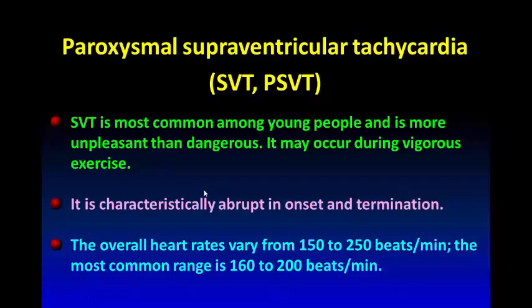Paroxysmal supraventricular tachycardia, SVT or PSVT, is most common among young people and is more unpleasant than dangerous. It may occur during vigorous exercise, and it is physiologically and clinically described as being a paroxysmal arrhythmia because it is characterized by an abrupt onset and an abrupt termination. The overall heart rates vary widely, and the most common range is from 160 to 200 beats per minute.